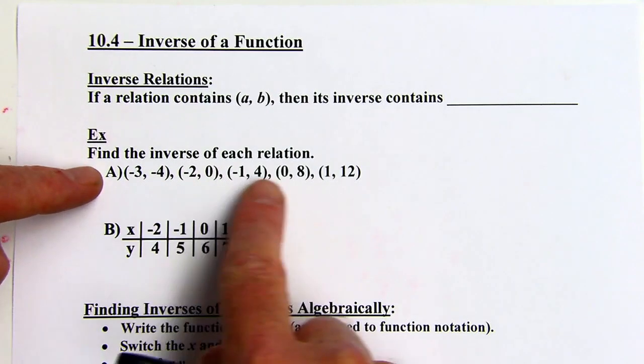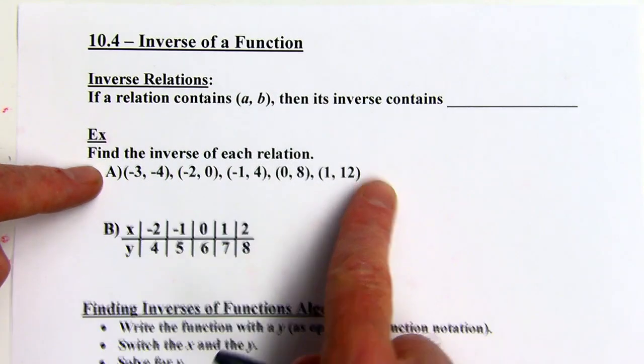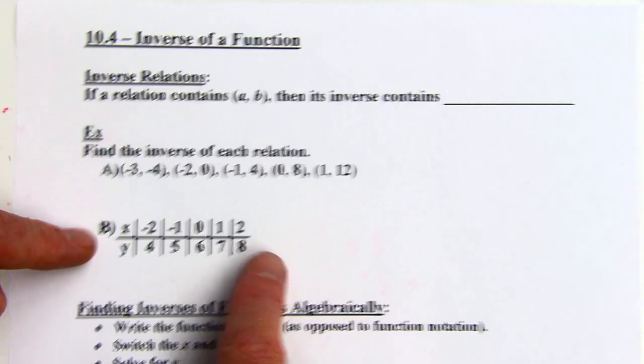So in this example, here's a group of xy pairs. That's a relation. Here's another relation. It's just written as an xy table this time.